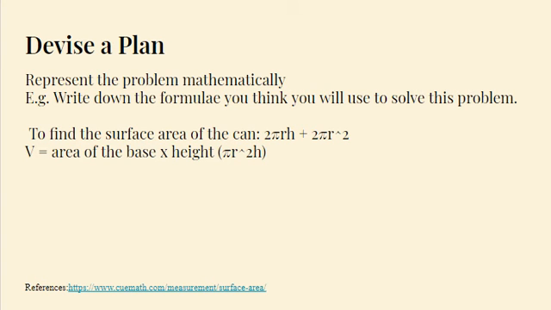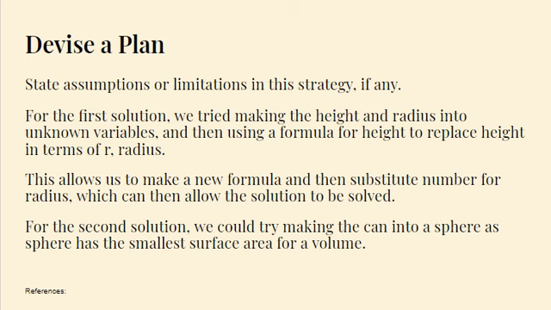Here are some of the formulas required to solve this problem. Firstly, we have to find the surface area of the can. We need to use 2 pi r h plus 2 pi r squared. To find the volume of the can, we use area of the base times height, which is pi r squared h. Here are the approaches we made to get our solution.